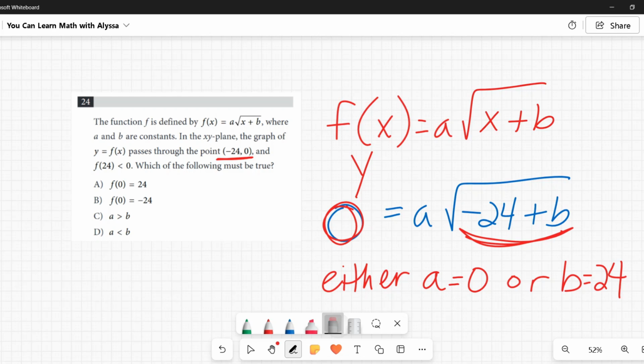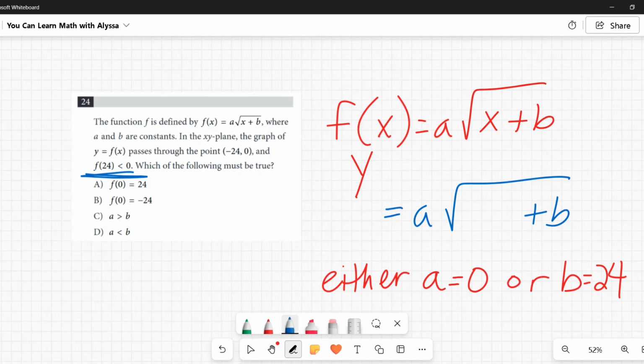Okay, now what is our next fact that we are given? We are given that f of 24 is less than 0. All right, so let's plug in 24 for x. And it says that it is less than 0, so it's a negative number of some sort. Now let's test out our two possibilities. We know one of these is true. Either a is 0 or b is 24.